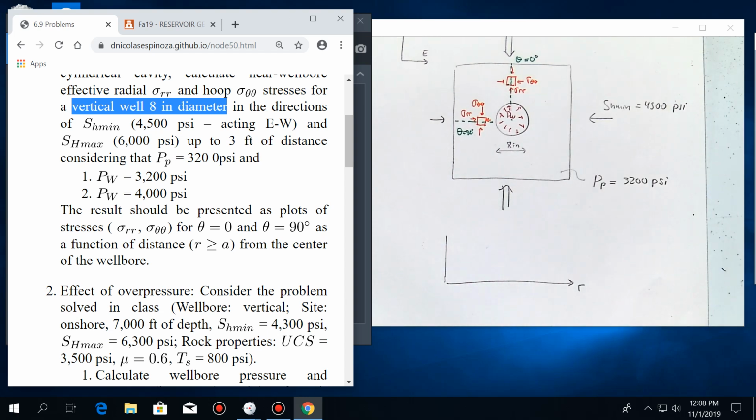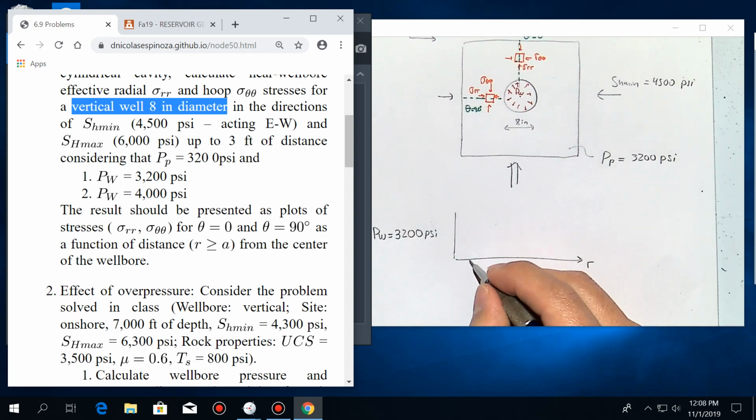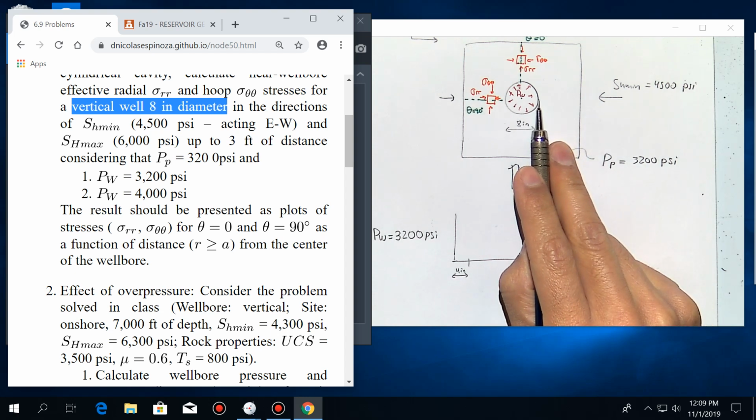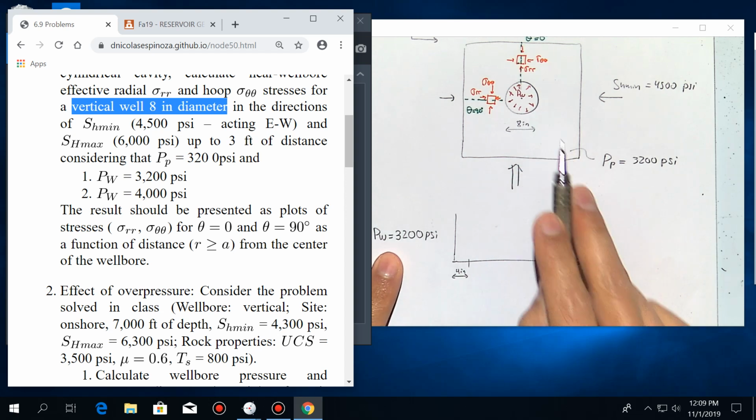Let's say for case number 1 or A, the pressure in the wellbore is equal to 3200 psi. What is going to be the radial stress at 4 inches, when R is equal to 4 inches? Which means, what is going to be the support in the wall of the wellbore? This is PW and this is PP.